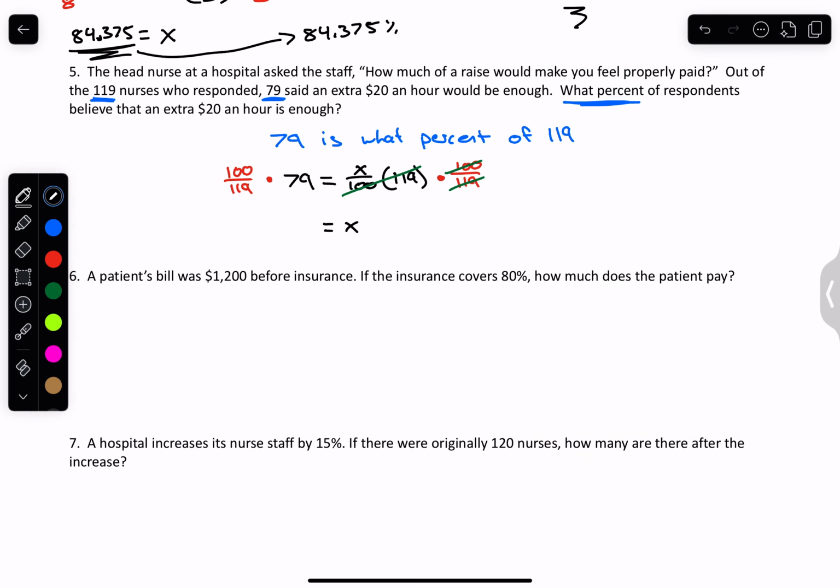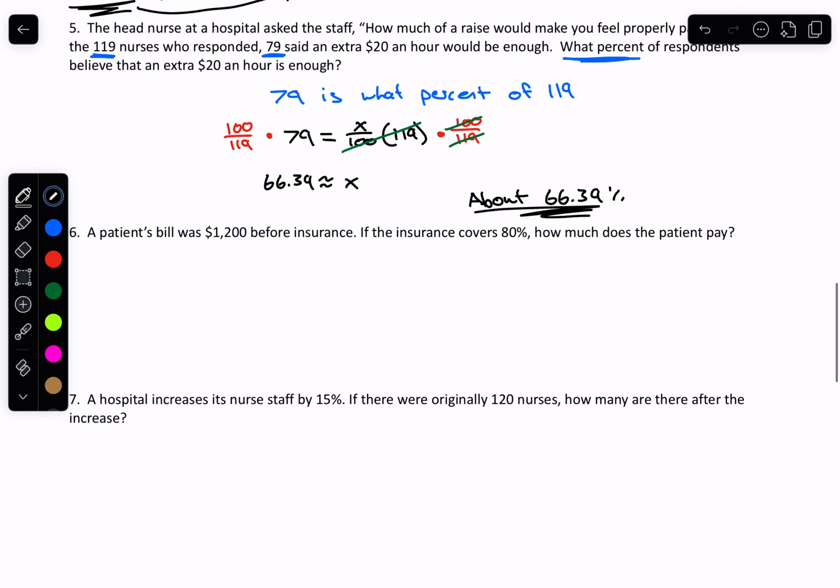So approximately 66.39. Because I rounded, I will change my equal sign there to a wavy approximation symbol. So approximately, or about 66.39% said that an extra $20 an hour is enough. Okay, we have two more in here.